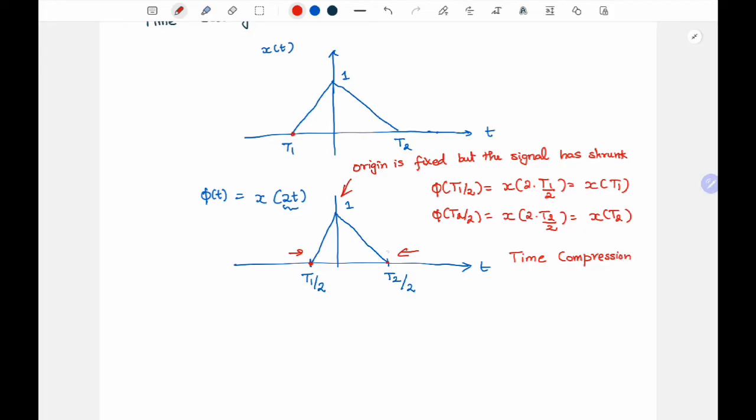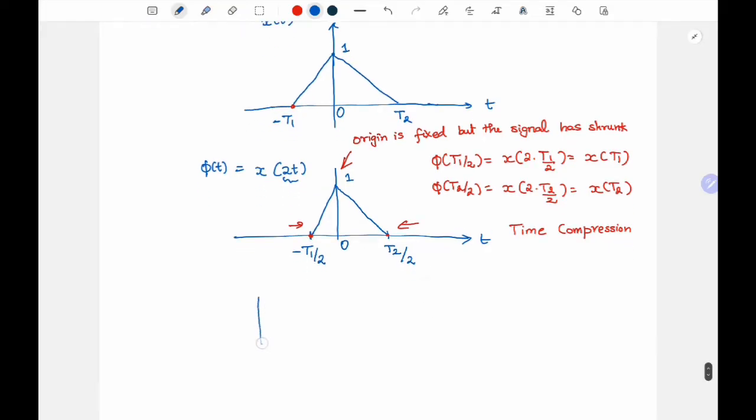So the signal is being played fast. Initially it takes t1 to t2, but here it is just t1 by 2 to t2 by 2. Here t1 can be negative or positive, it doesn't matter. But it matters where the origin is present. So this should be minus t1. And if we say this is the origin, then the t1 being positive or negative matters.